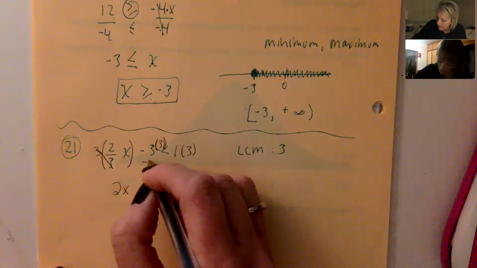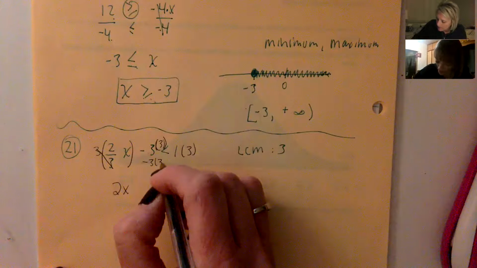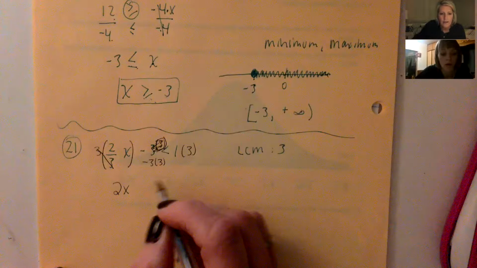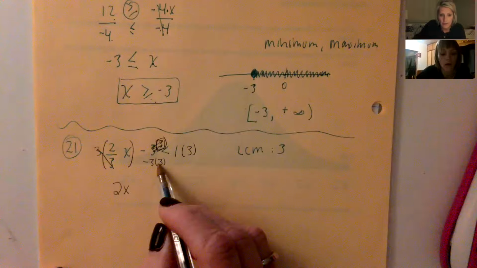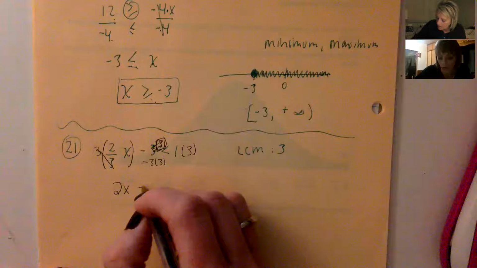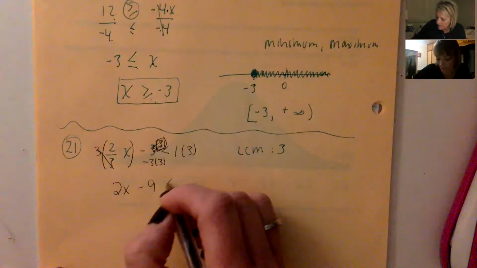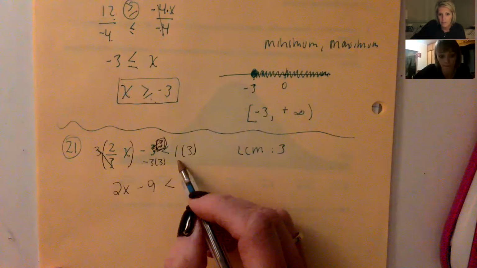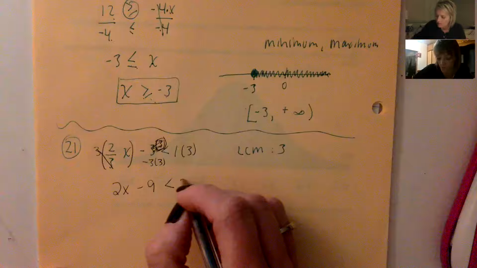And then this is a minus 3 times 3. So I don't want that to be misled. So I'm multiplying this term times 3. So that becomes a minus 9, less than, then the 1 gets multiplied by 3. So I have 3.